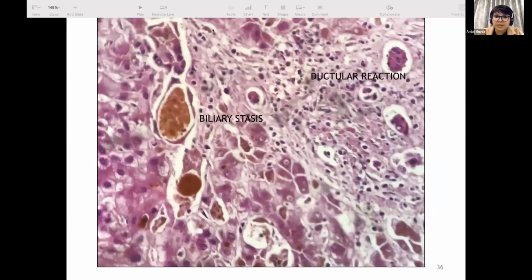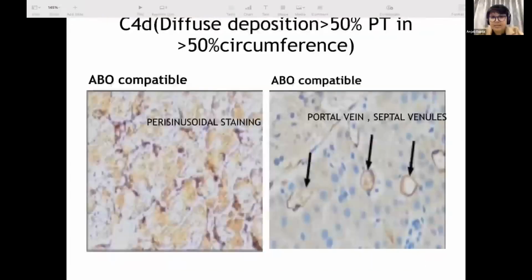Other portions of the liver show biliary stasis in the form of bile plaques. Ductular reaction is prominent because the liver is dying. It's a stem cell reaction. Next. And C4d staining, though I have not seen much of this coming true in real life.